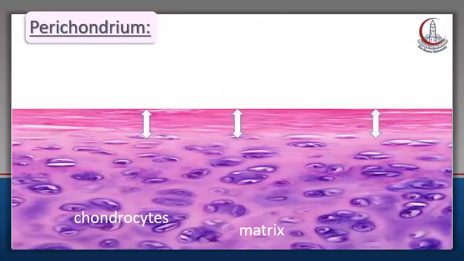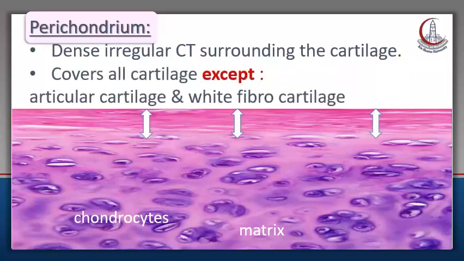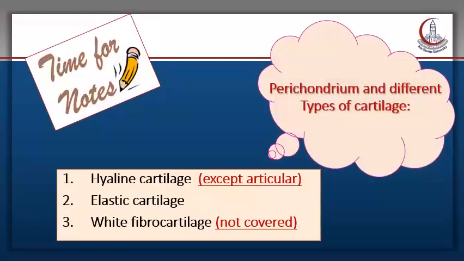Perichondrium is a dense connective tissue. It is a dense irregular connective tissue that surrounds the cartilage. It surrounds all types of cartilage except the articular cartilage and the white fibrocartilage. The perichondrium covers all sides of hyaline cartilage except the articular cartilage. It covers all sides of elastic cartilage, but it does not cover the white fibrocartilage.